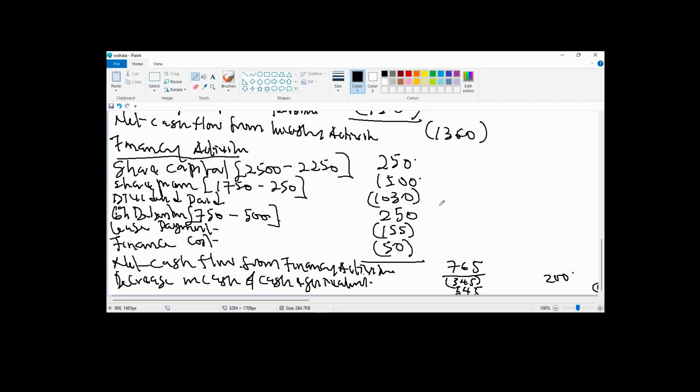Okay, let's take another question before we start the direct method. Don't forget, we said the difference between direct and indirect method is the treatment of operating activities. Now, direct method can be tested in 2 ways. We get the figure from the existing financial statement or from the cash book.